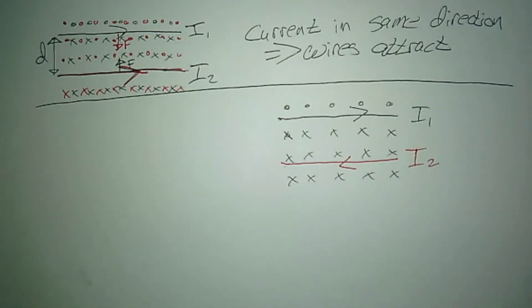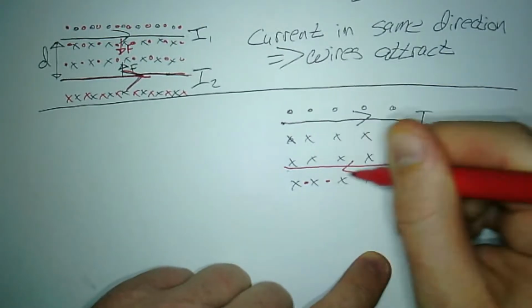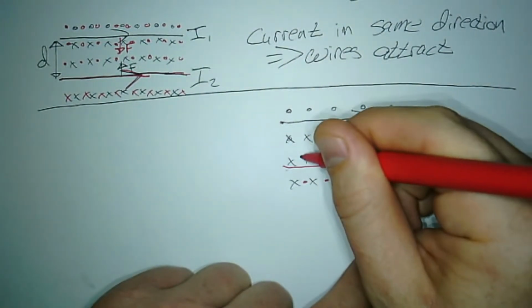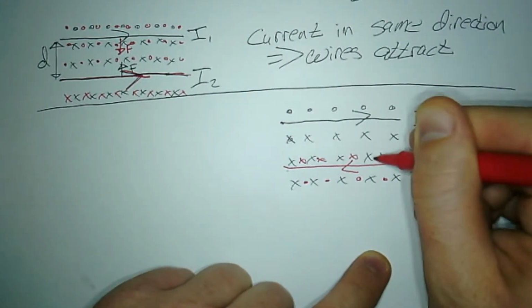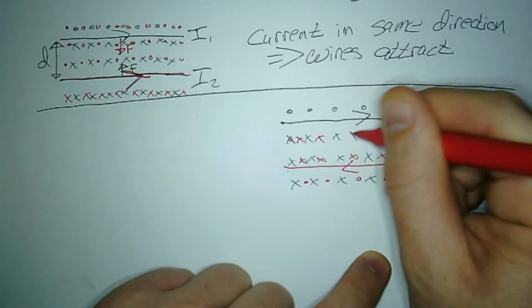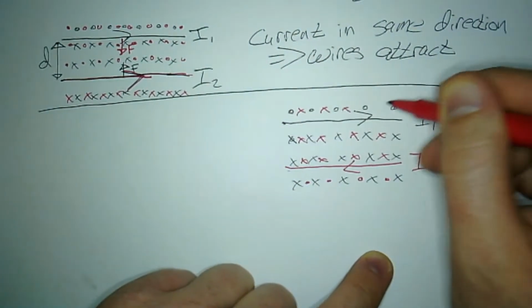So let's go ahead and draw that field. Down here, we're going to have dots, and up here, we have X's. Okay.